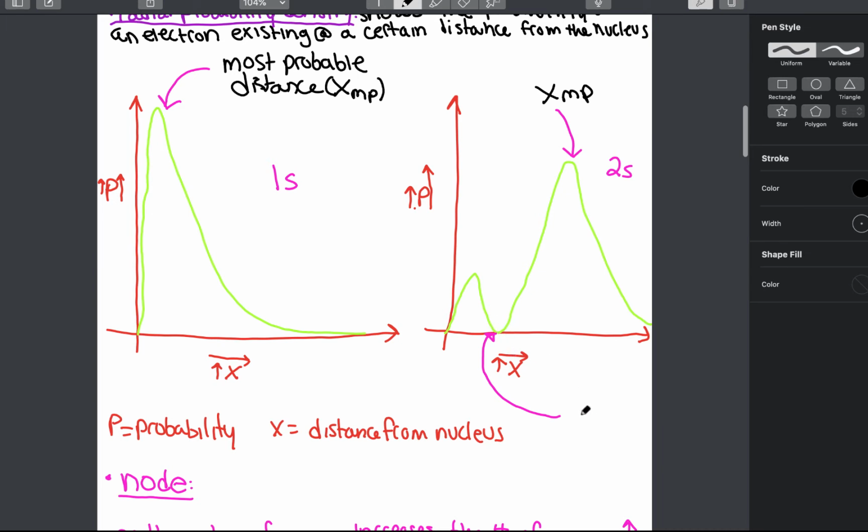This is called a node. And as you can see here at the node, probability is equal to 0. So the electron has a probability equal to 0. So the probability of an electron being at this particular location away from the nucleus is equal to 0.